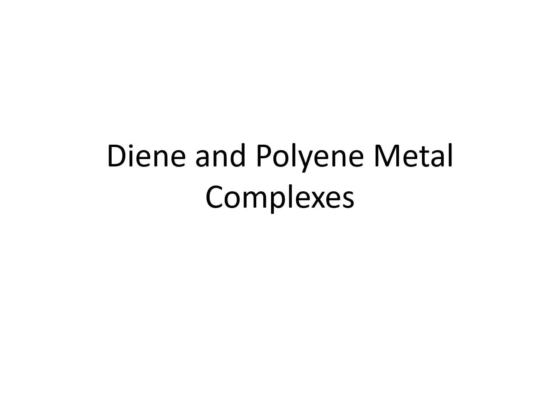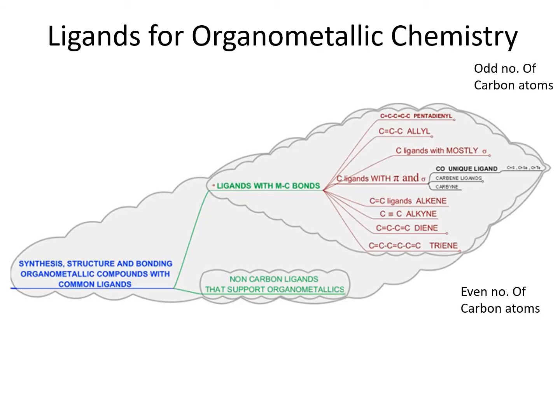In this part of the lecture, I will talk about the diene and polyene metal complexes. If you look at the total ligand map, you find that we have discussed mostly the one carbon ligands, and then we proceeded to go down in this map and we talked about alkenes and then alkynes. The next logical thing would be, in one sense, to talk about allyl complexes, the three carbon framework.